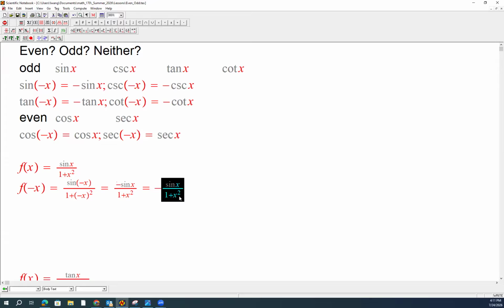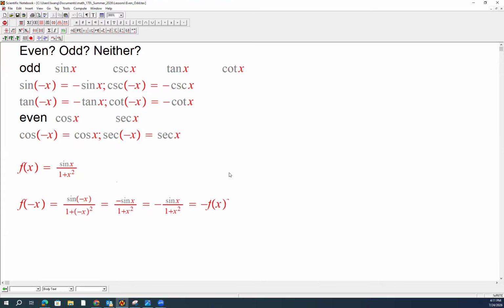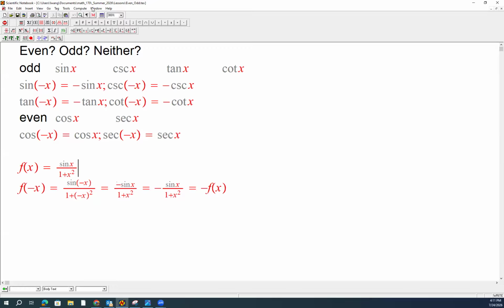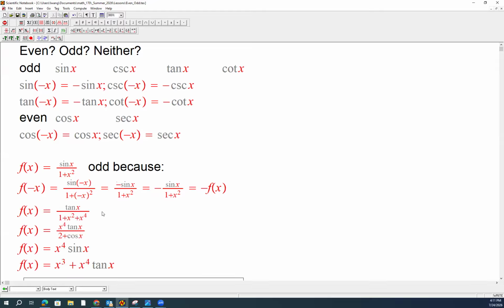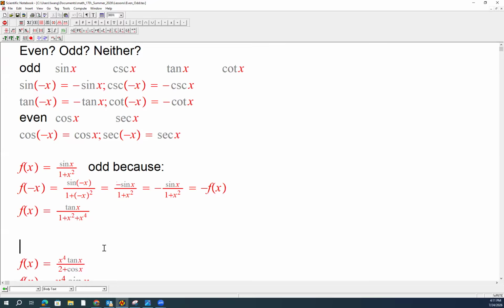And this latter piece is f of x, with a negative sign in front of it. So we got negative f of x. We have just demonstrated it is odd. This is how you show a function is odd: you have to demonstrate f of negative x is negative of f of x, and of course, that is true for any number in the domain.